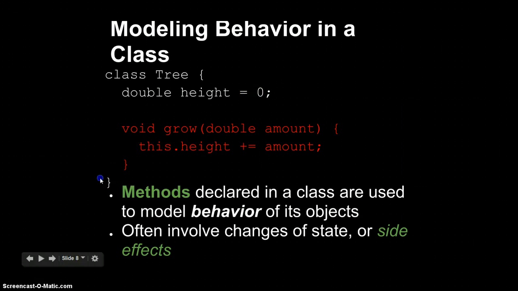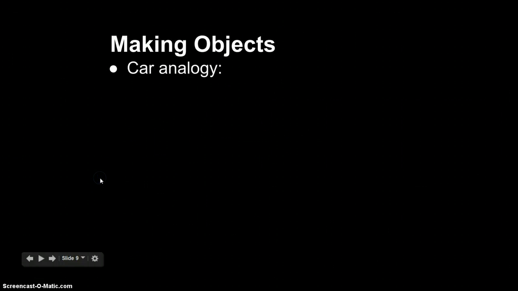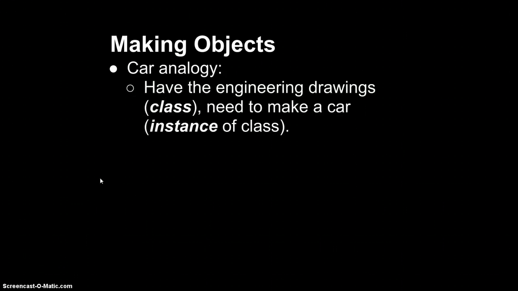This will make a little bit more sense in a minute when we start making objects. Okay? So one way to think about this is with a car analogy. We have engineering drawings. That was the tree class. We said that trees have height and that trees can grow. But that doesn't help us if we want to actually make a tree that can grow. We would need to make a car from the engineering drawings before we can actually drive any.